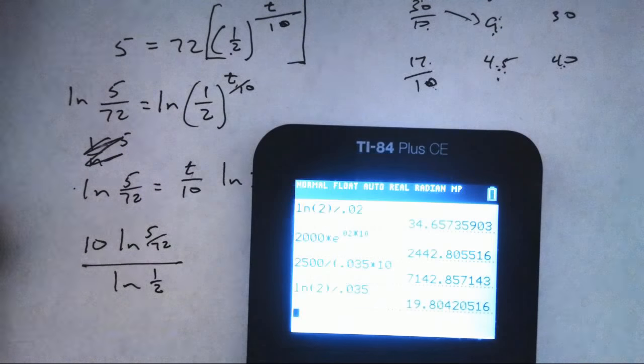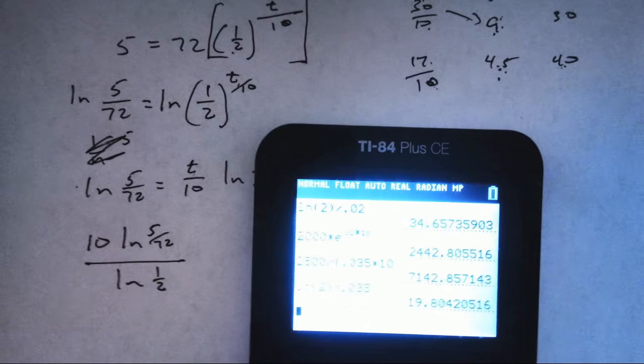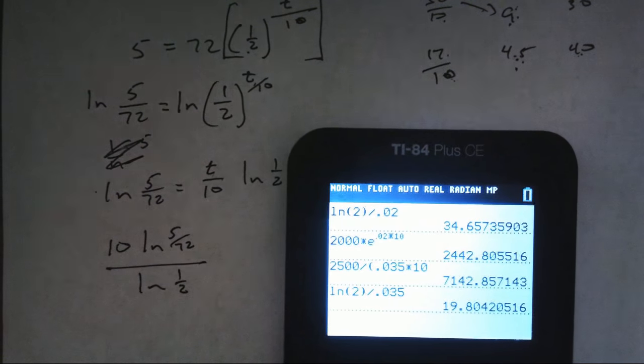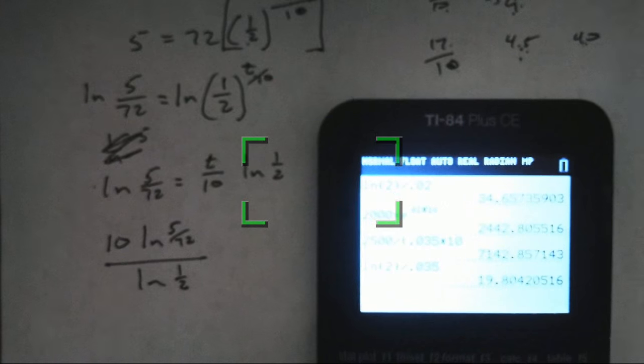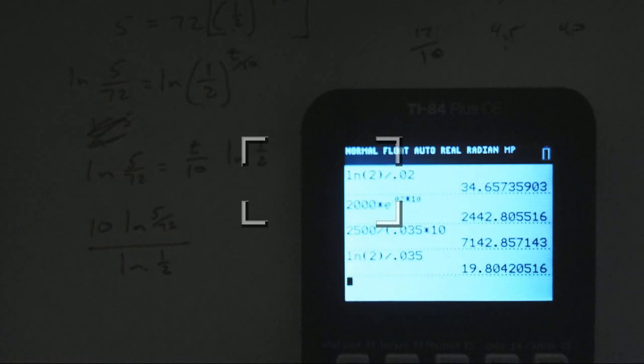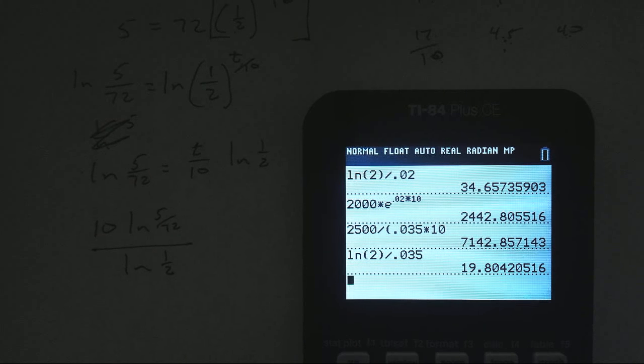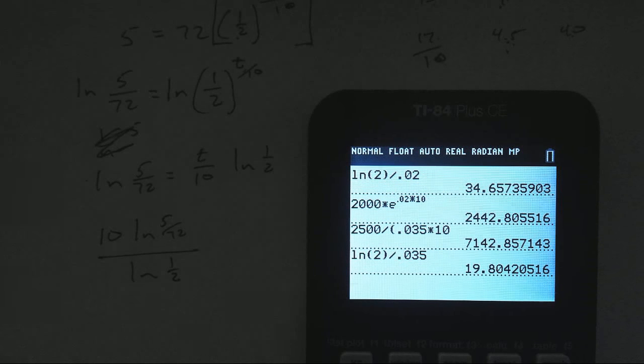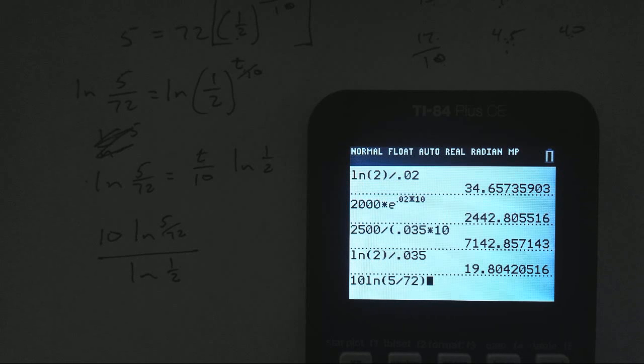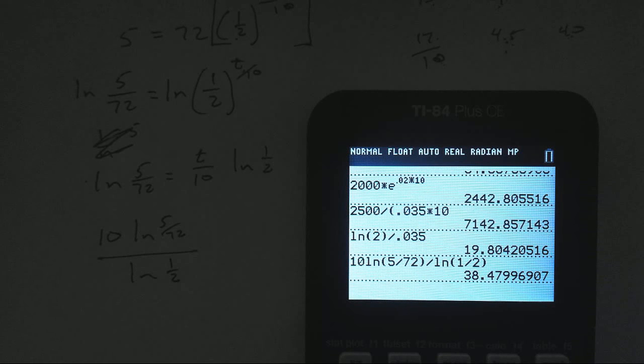Let's see how we did on this. So let's get another good view of this, to get a nice compromise here where we can see everything. And let's run that one through here. So I get 10 ln 5 divided by 72, all divided by ln 1/2. And there we go, looks like we could agree on 38.480.